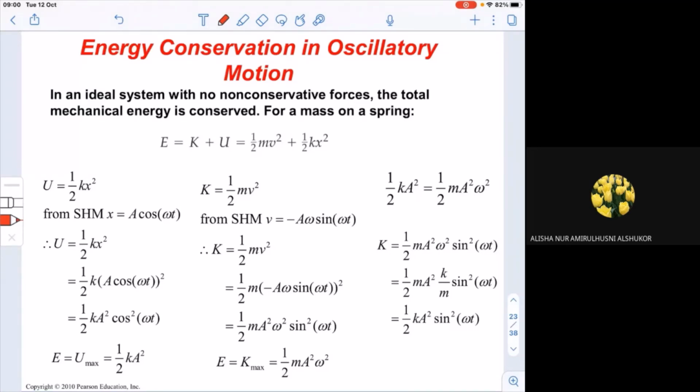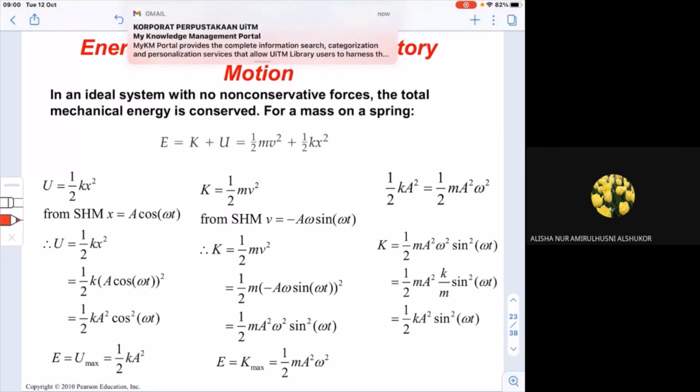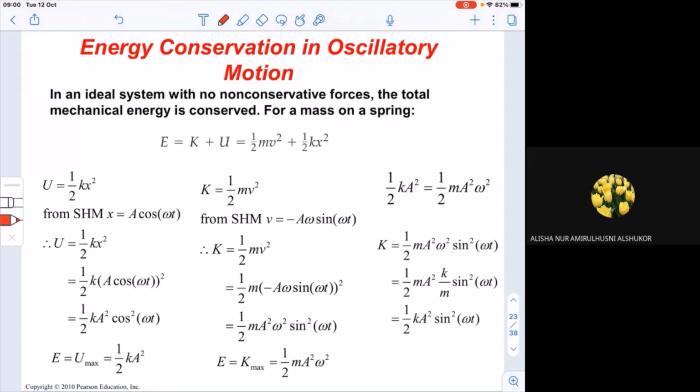As usual, when we talk about energy, regardless of the situation, as we have seen from the chapter of energy, then momentum, then circular motion, and now simple harmonic motion, the energy will always be the same thing. The total energy must be equivalent to kinetic energy plus potential energy. Regardless of the system, here the system we are using is a spring because we want to create simple harmonic motion.